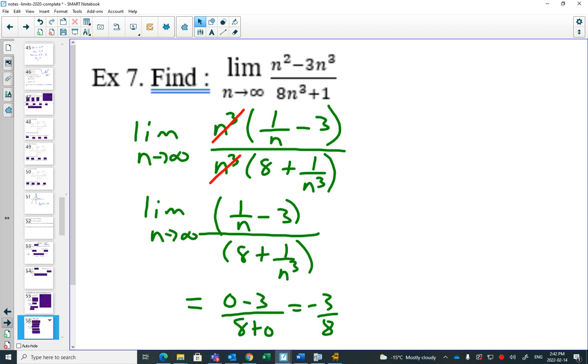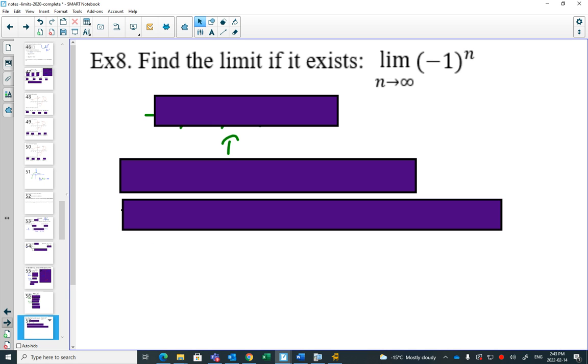Where things get a little bit tricky is in problems like this one. What's this going to equal? n gets very, very big, and you've got negative 1 to the n. Well, if it's a 1, this would be negative 1. If it's a 2, this would be positive 1. If it's a 3, it'd go back to negative 1. If it's a 4, it'd go back to positive 1. So if we just look at the whole numbers, can you see that it's flip-flopping between negative 1 and 1?